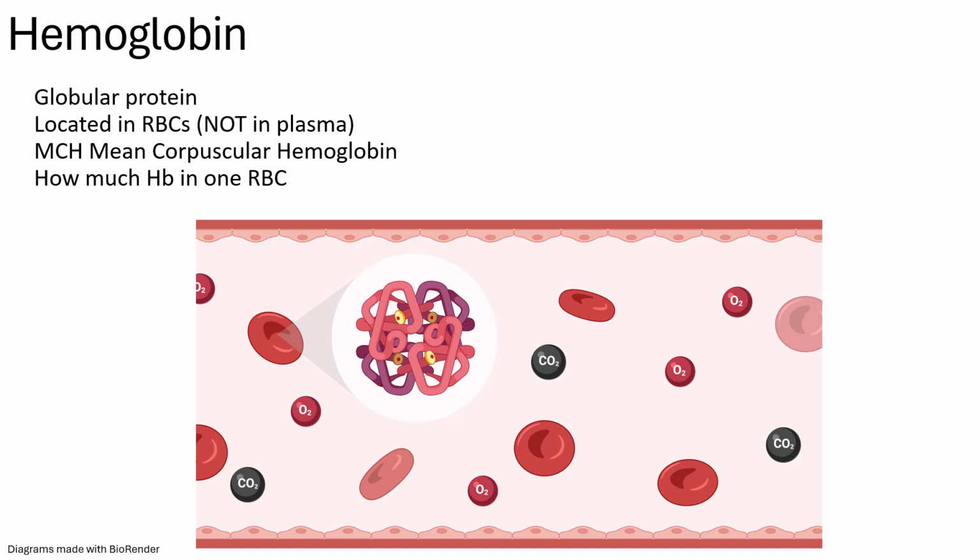We can measure how much hemoglobin is in your blood or in your red blood cells. This is what would be called the mean corpuscular hemoglobin, or the MCH, which is the average amount of hemoglobin in your erythrocytes. Anemia, such as iron deficient anemia, will have a low MCH.